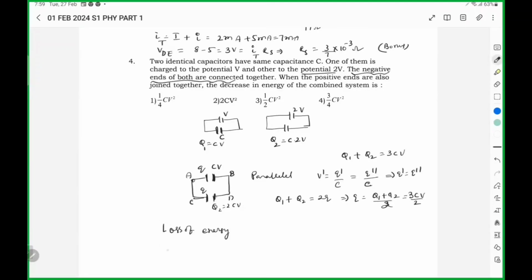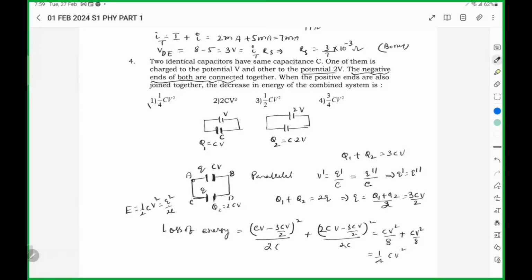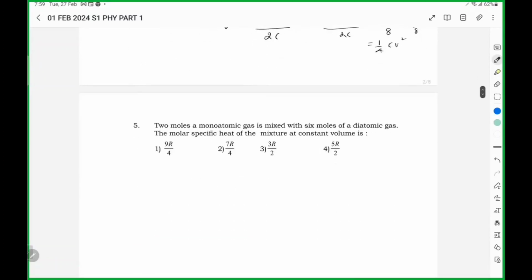So energy has a formula, half CV square or Q square by 2C. Originally Q is CV, now it is 3CV by 2. So Q square by 2C, originally 2CV, now it is (3CV by 2) whole square by 2C, which is CV square by 8 plus CV square by 8. That is, the loss of energy is 1/4 CV square.